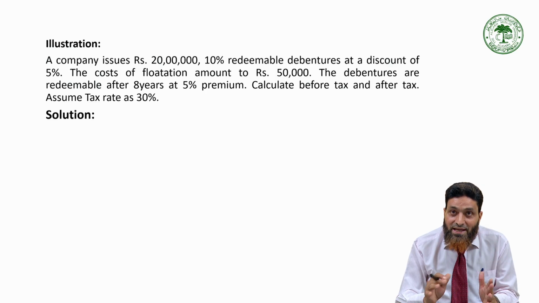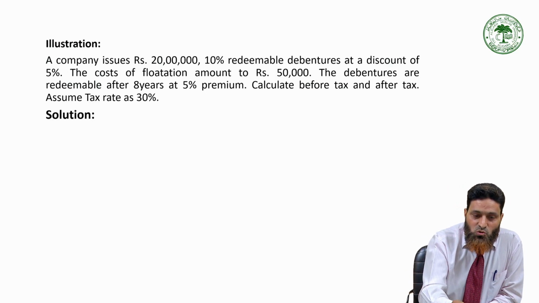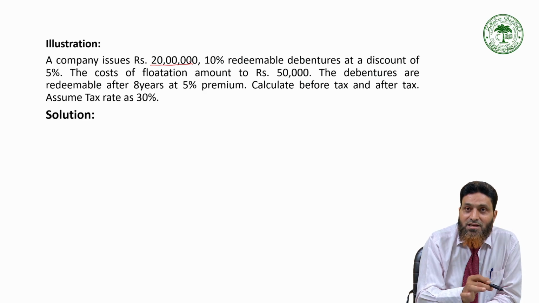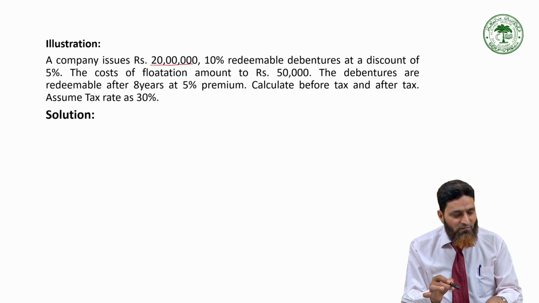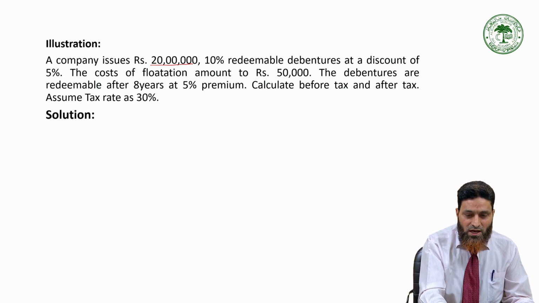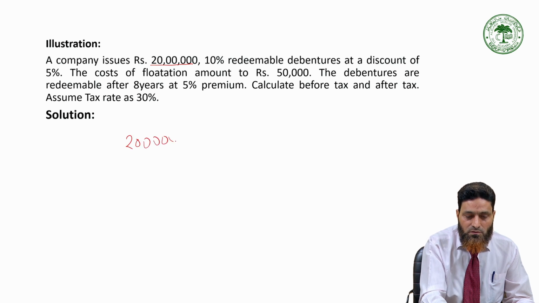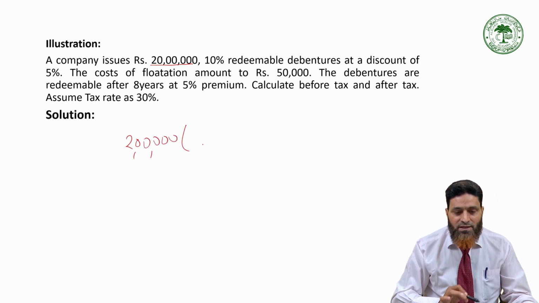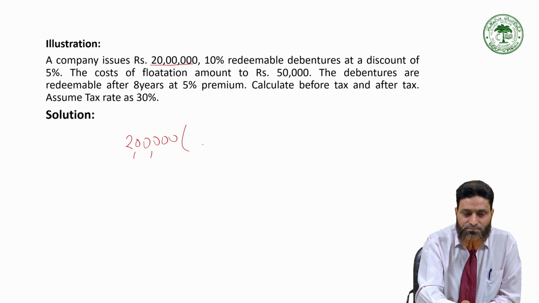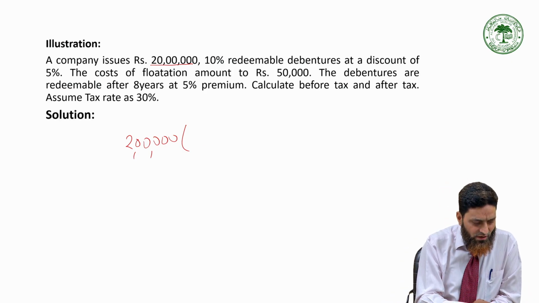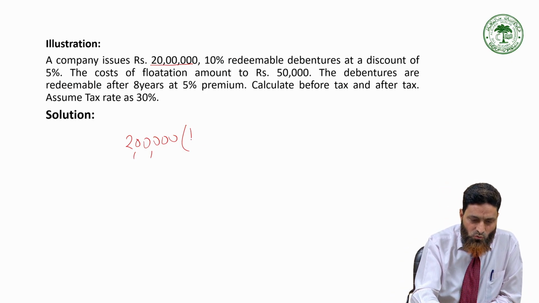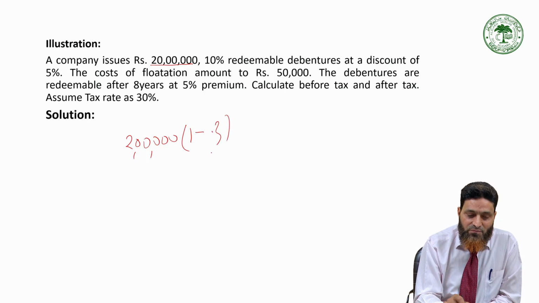So you have to see again how much is the amount of interest here, that is 10%. The total value is 20 lakh. So the amount of interest will be 2 lakh rupees. And tax rate is 30%. So you have to write 1 minus 0.3. So only 70% will be the cost.